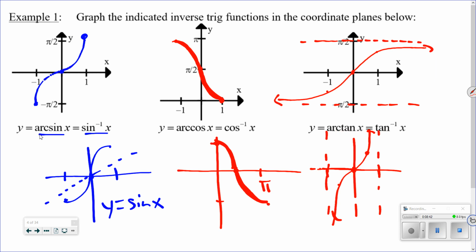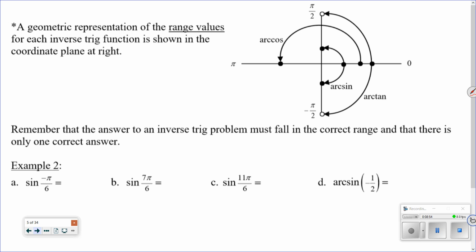We're not going to do a lot with the graphs. This is more just to provide us with background information. What you will have to do is be able to evaluate arc sine, arc cosine, and arc tangent, and then we'll also have to find the derivatives. So that's what we're going to spend most of our time on. Really quick, just as a visual though.